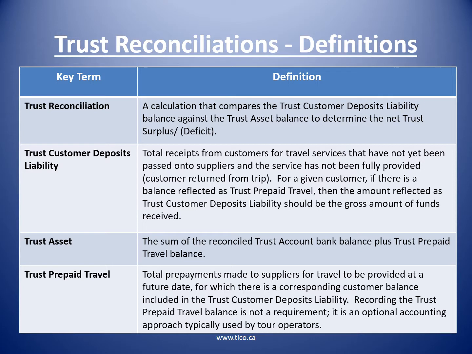Trust asset refers to the sum of the reconciled trust account bank balance plus the trust prepaid travel balance. Trust prepaid travel refers to total prepayments made to suppliers for travel to be provided at a future date, for which there is a corresponding customer balance included in the trust customer deposits liability balance. Recording the trust prepaid travel balance is not a requirement. Instead, it's an optional accounting method typically used by tour operators.